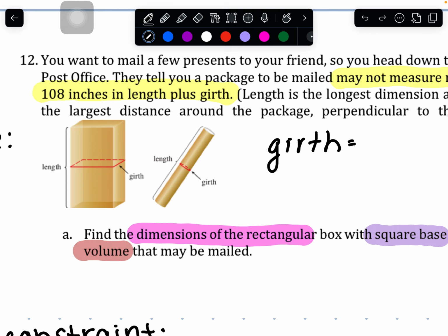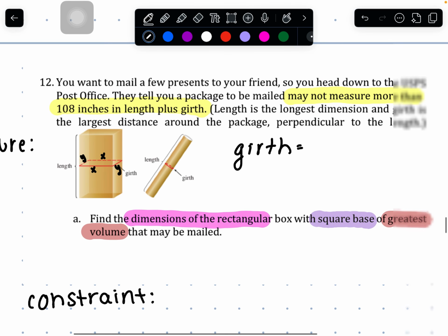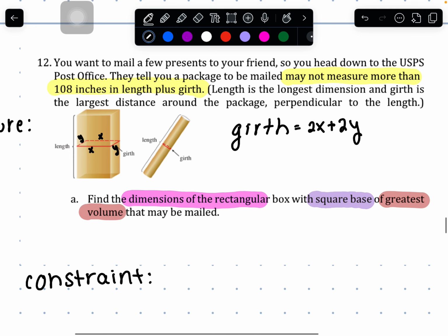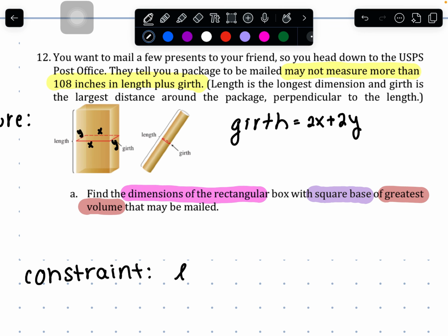If we just call this x and we call this side y, then this one's also y and this one's also x. So this is going to be 2x plus 2y. Okay, so for our constraint, we have L plus 2x plus 2y is going to be 108. But let's see what we highlighted in purple. Square base means x equals y, right? The perimeter of a square is always going to be 4x or 4y.